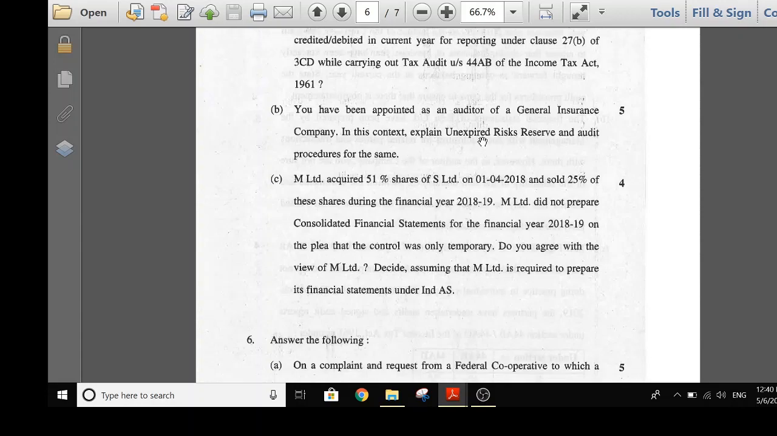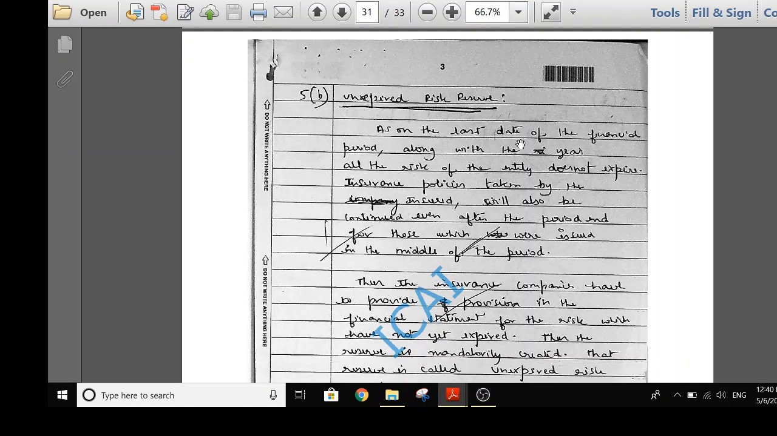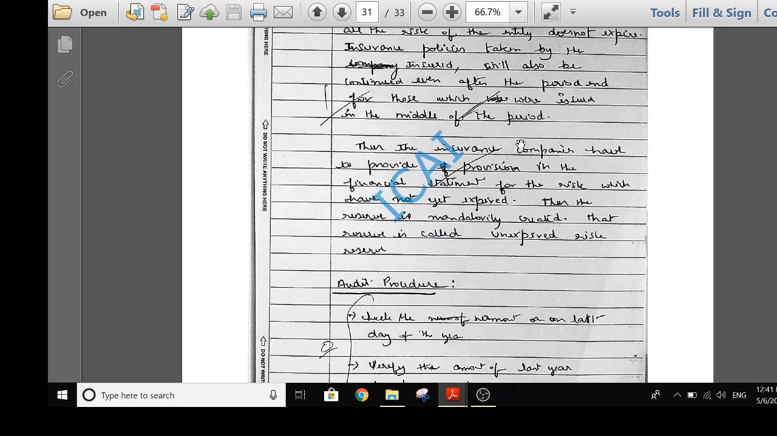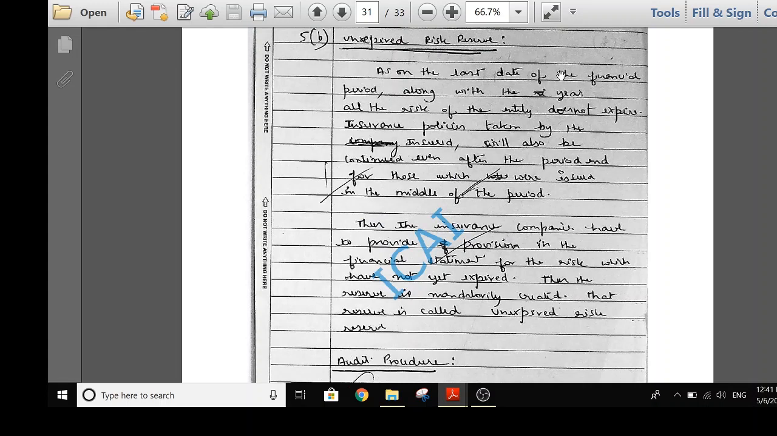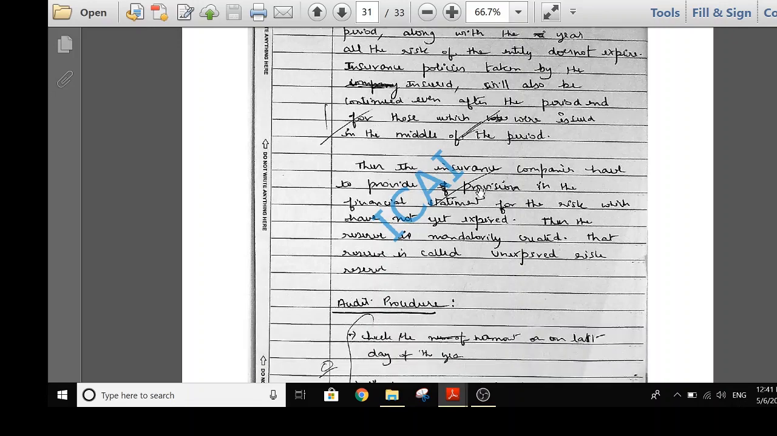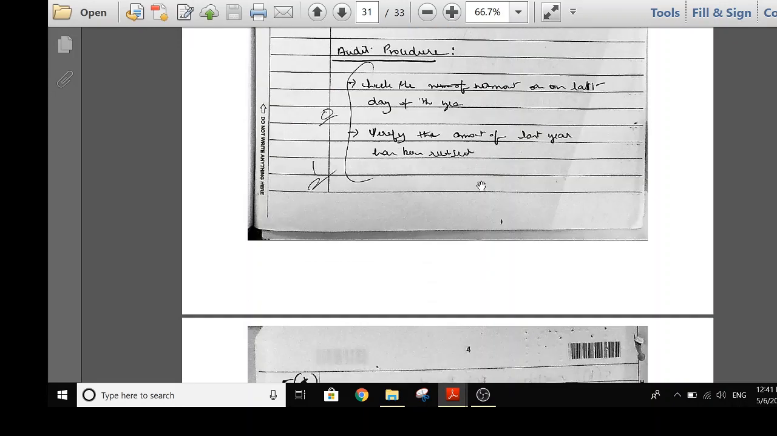Then 5B, what are the unexpired risk reserves? This half point I did not know the answer to. I just knew that as on the last date of the financial period, all the risk of the entity does not expire. Insurance policy taken by the insured will also continue even after the period. So that's all I had written.